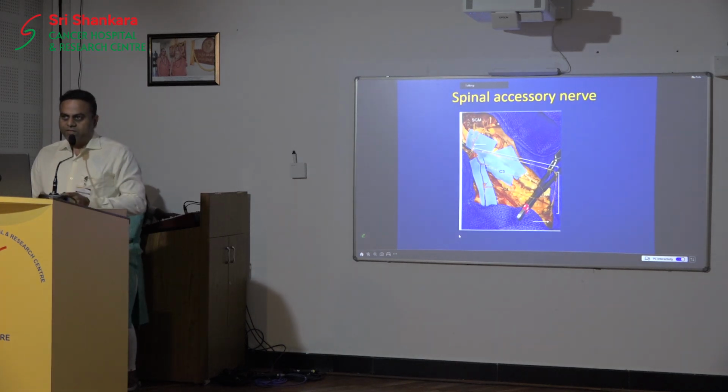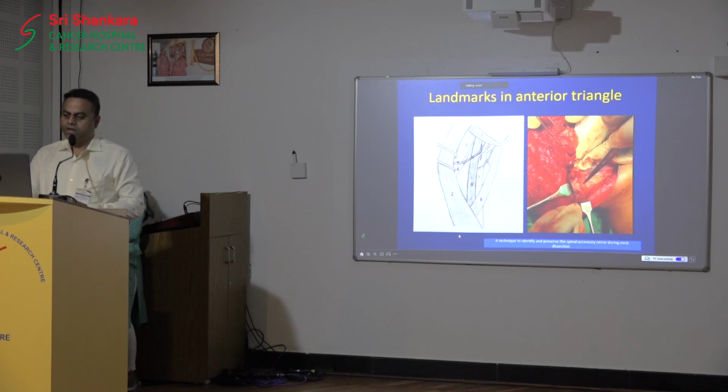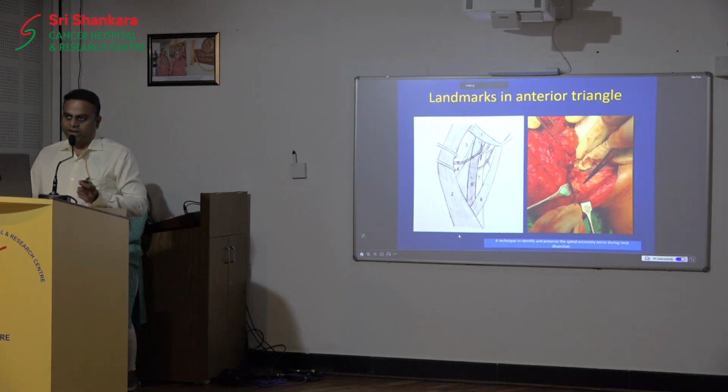When we are done with this level 1 neck dissection and we raise the sternocleidomastoid, this is the nerve which we encounter, the spinal accessory nerve. As discussed, the spinal accessory nerve is a pure motor nerve and it supplies the sternocleidomastoid and the trapezius. There are various techniques described for identification of the spinal accessory nerve in the anterior triangle.